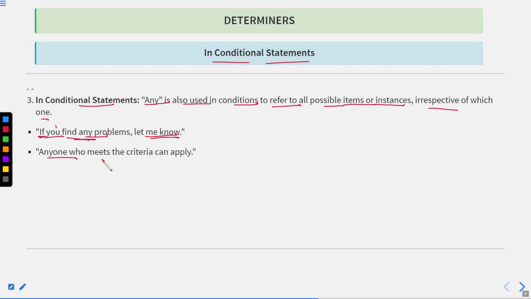Anyone who meets the criteria can apply. So this is the condition to apply, that anyone who meets the criteria. So the condition is that you should meet the criteria, only then you can apply. Okay, now let us move to the next one.